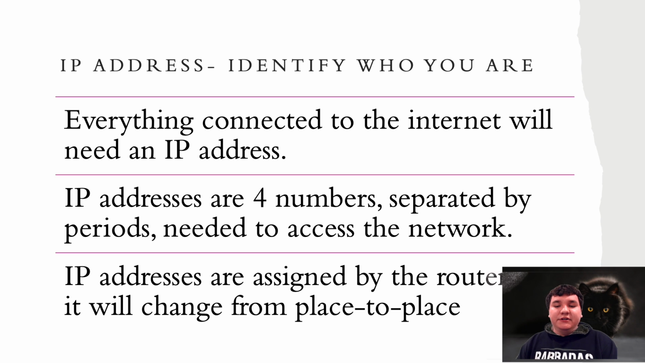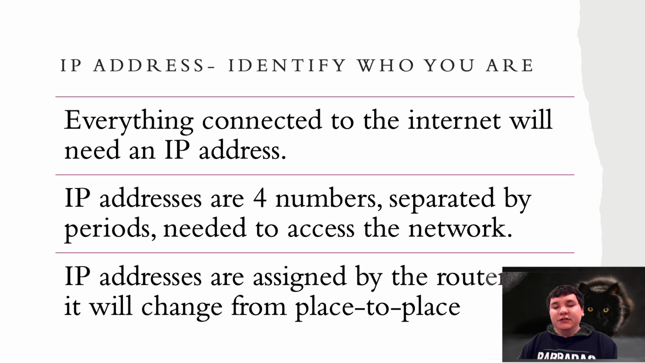There are IP addresses, which are the name of the computer, identifying who you are. Everything that connects to the internet will need an IP address and it has to be unique, meaning that every single computing device has to have a different IP address in the network. IP addresses are four numbers ranging from 0 to 255, separated by periods, and they are needed to access the network. IP addresses are assigned by the switch, so it changes from place to place.